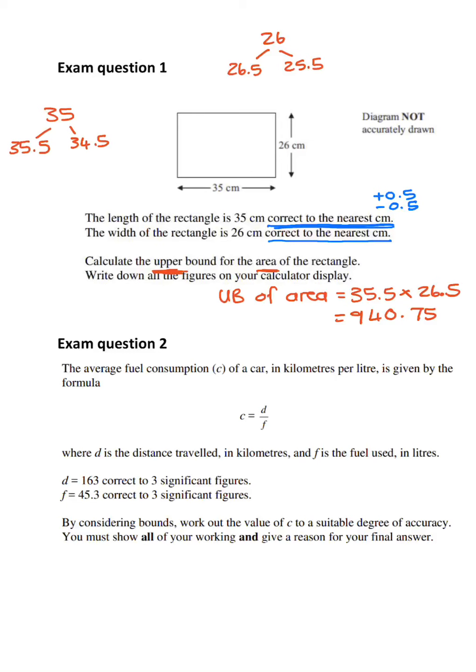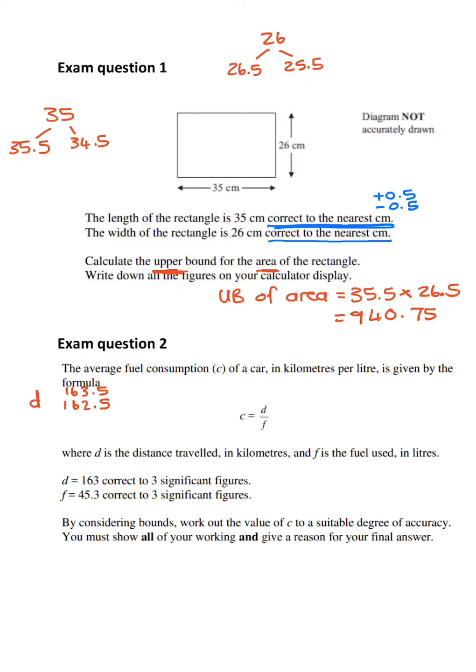Okay, so the first thing we need to do for some method marks, it says D is 163 to 3 significant figures. First significant figure is a 1, the next significant figure is a 6, and the third significant figure is a 3. So what they're basically telling us is that that's been rounded to the nearest unit, which means I go half a unit up, half a unit down. So D, the upper bound would be 163.5, that's half a unit up, and the lower bound will be 162.5, that is my half a unit down.